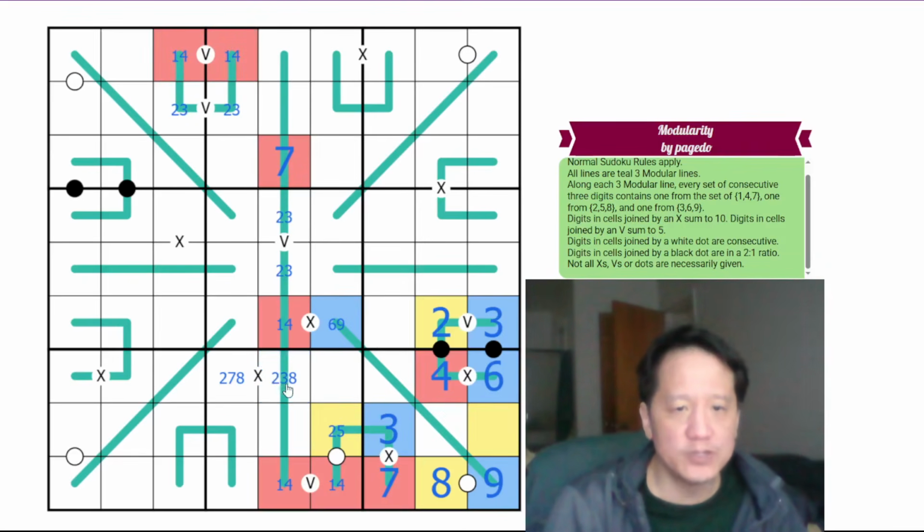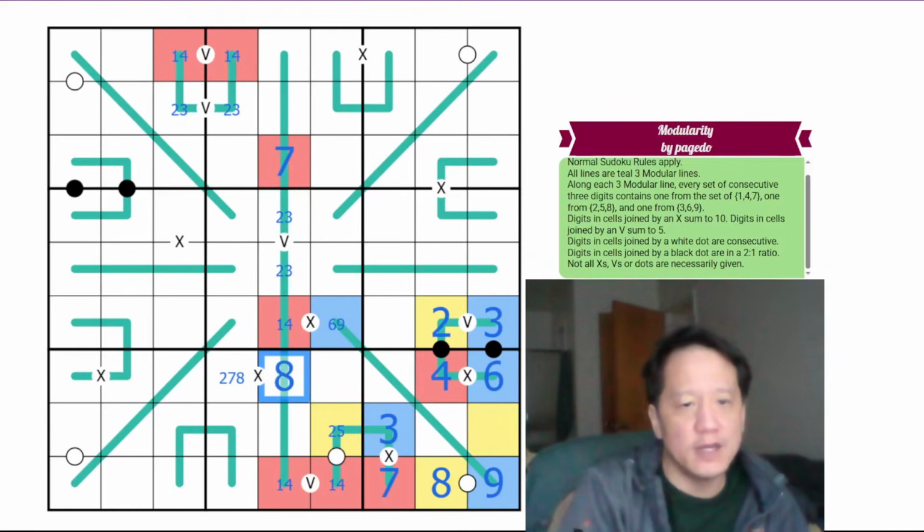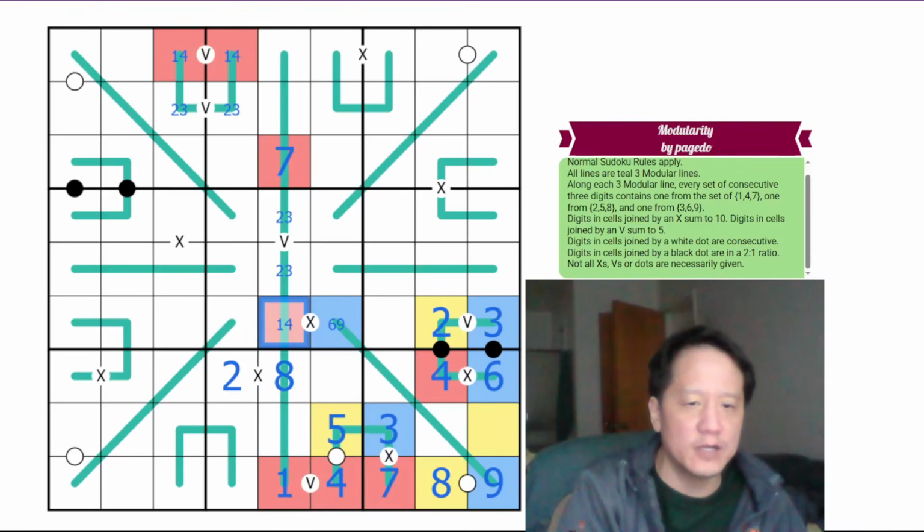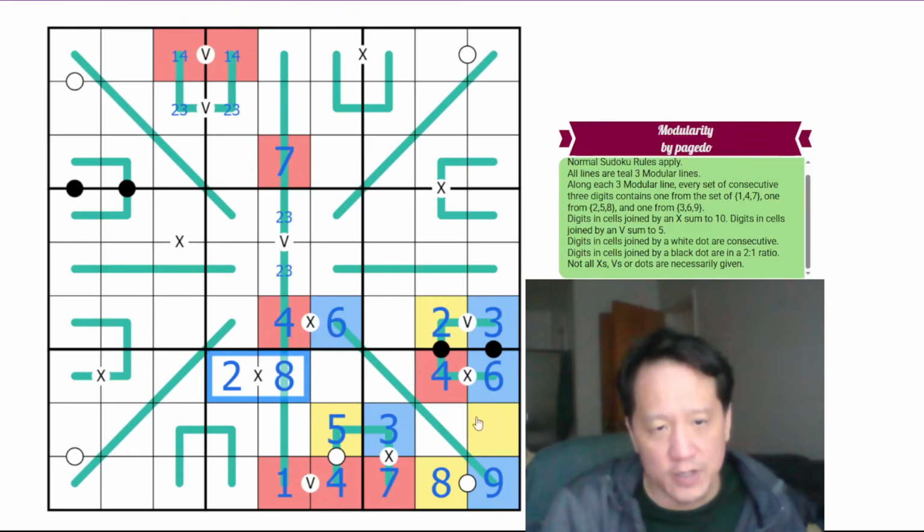This cannot be 2 or 3 because of the 2, 3 pair in the column, so this must be 8, which makes this 2. This can't be 2 because of the 2 in the box, so this is 5, which is consecutive with 4. 4 eliminates 4 here, so this is 1, which eliminates 4 here, so this is 4 and 6. These are both yellow.